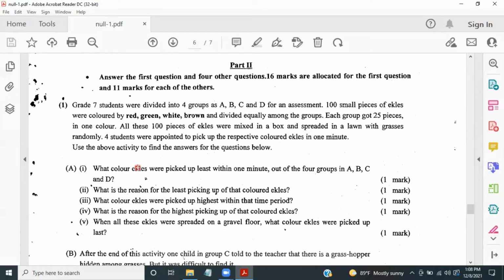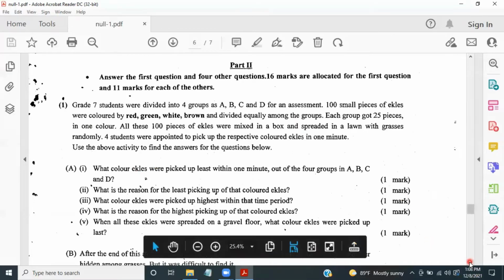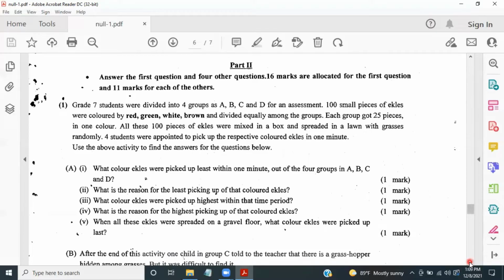Use the above activity to find the answers for the questions below. In this activity, no need to think about the groups and the students. You should think only about the colors. And the color of the ground is green.